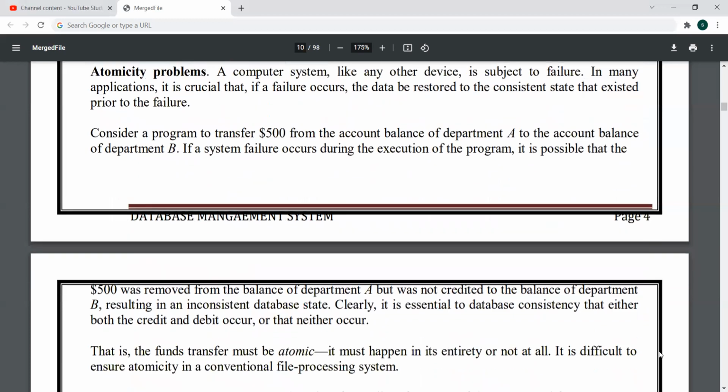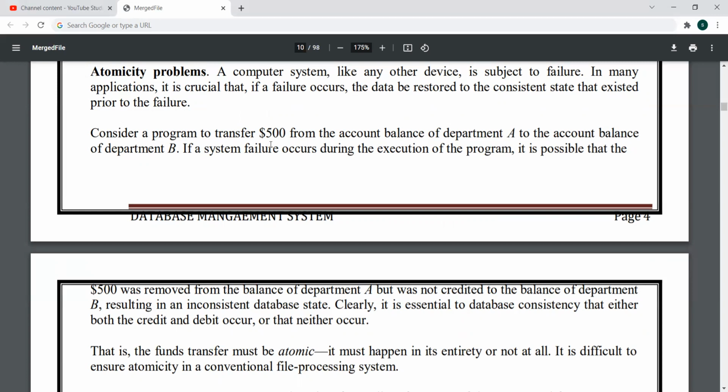Atomicity problems. What do we mean by an atomicity problem? A computer system, like any other device, is subject to failure. In many applications, it is crucial that if a failure occurs, the data be restored to the consistent state that existed prior to the failure.